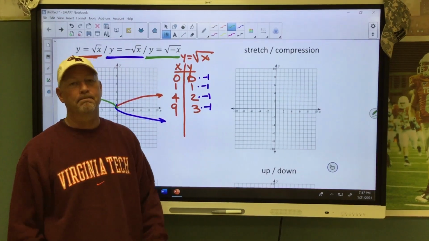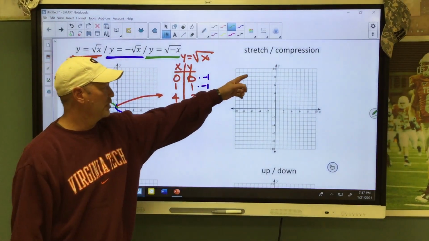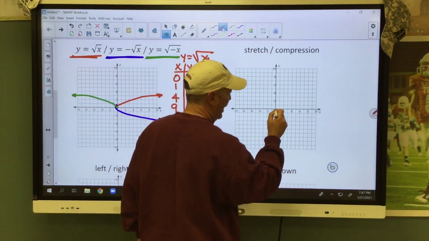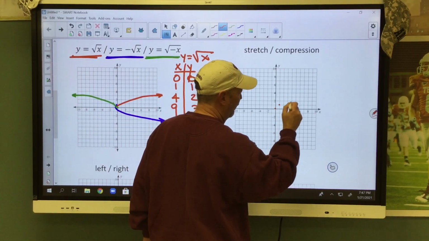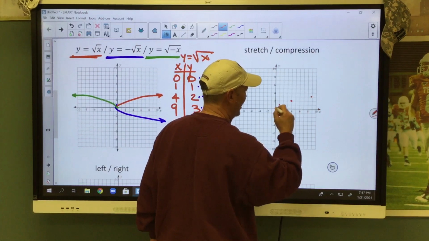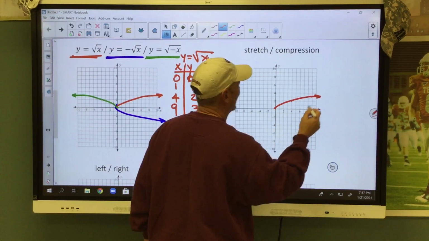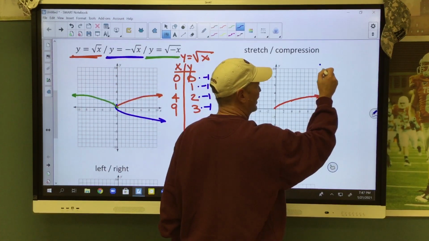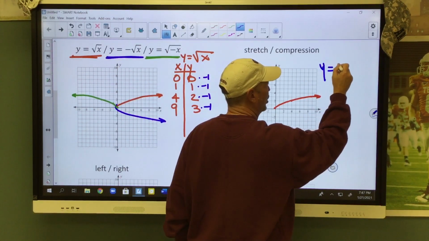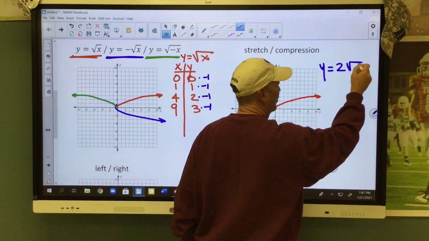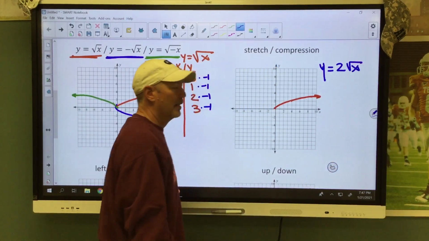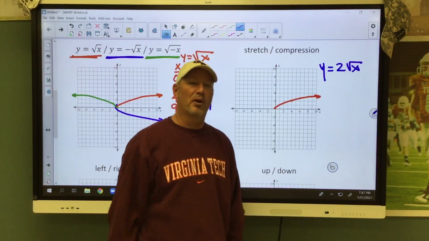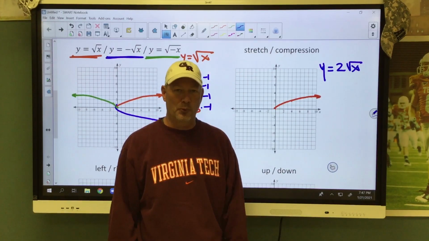Okay? All right, let's talk about stretches and compressions. Let me put the parent function back up there at 1, 1 and 4, 2 and 9, 3. And let's talk about a stretch. What if I gave you something that looked like this? Y equals 2 times the square root of x. That means we're going to be twice as high as normal. We're going to stretch it by a factor of 2.